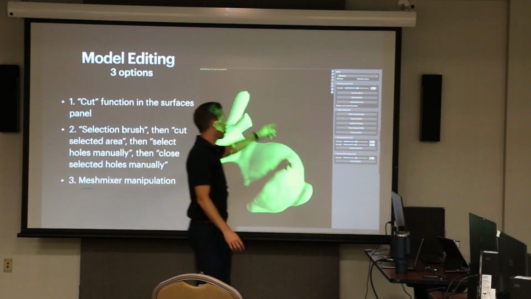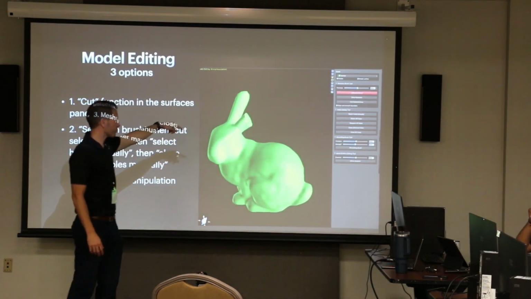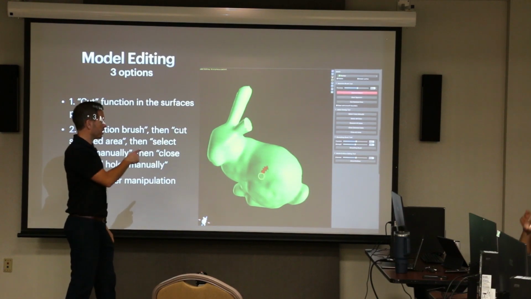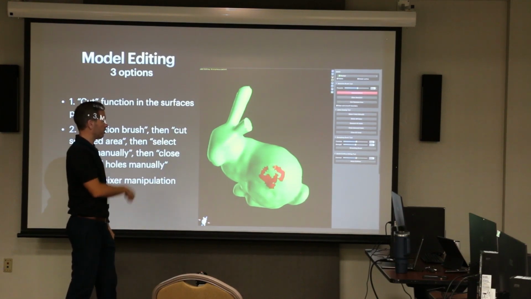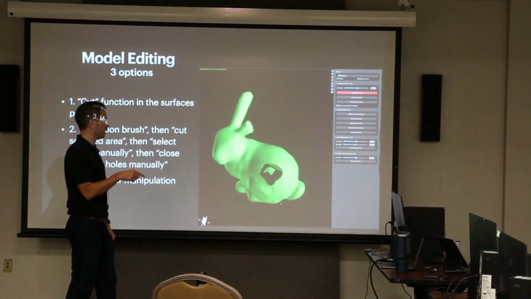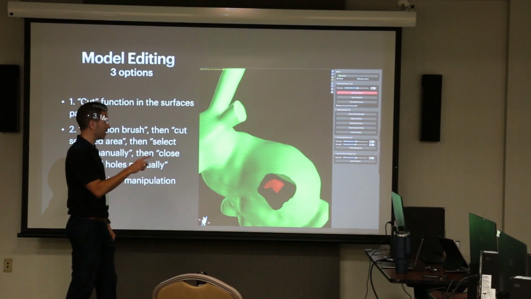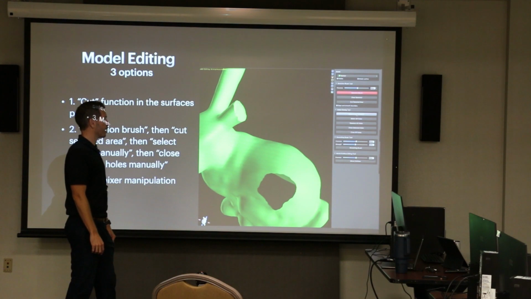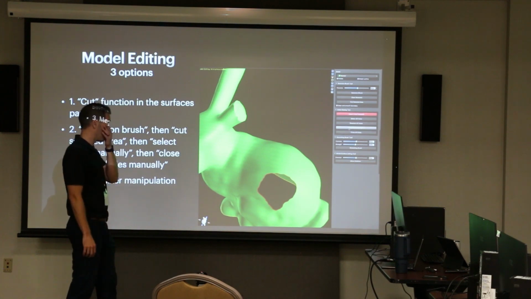I'm going to go up and hit selection. Then I'm going to select a little hole in the model. Watch how I do kind of an outside hole. Then I hit cut. It leaves a little island, and now I can double click that island and cut that. Then I hit select holes manually, select the hole, and then close the selected hole.